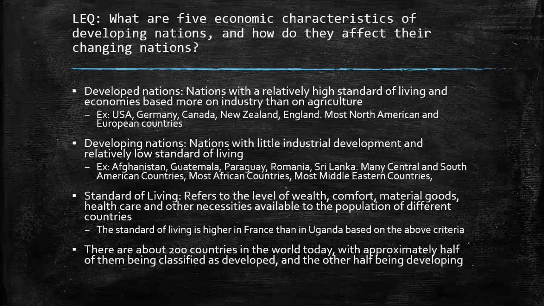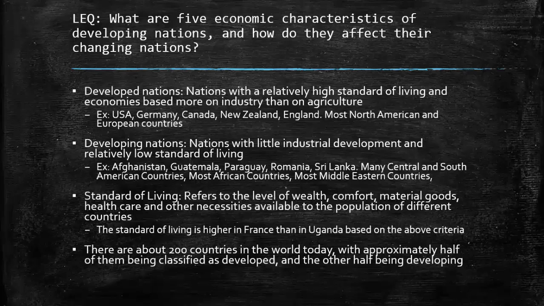Now contrast that with a developing nation. These are nations with little industrial development. Think about the Industrial Revolution. There are still nations out there that really haven't had that revolution yet. And here we had it over 100 years ago. And there's a relatively low standard of living. And I give you many examples. Most African countries, not all African countries, there are definitely developed nations in African countries such as South Africa and Egypt, and most Middle Eastern countries. Again, I said most, not all.